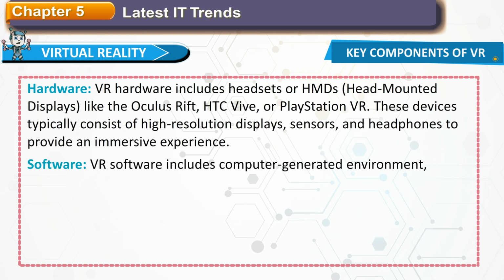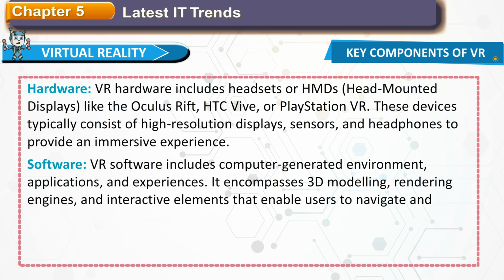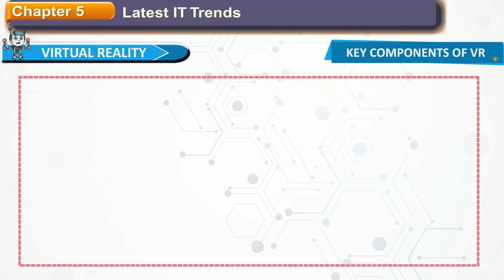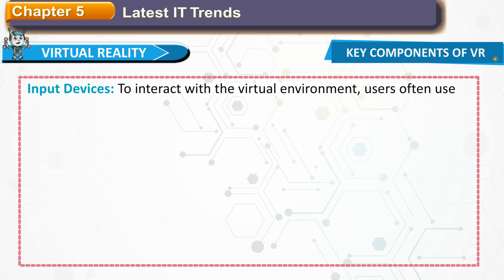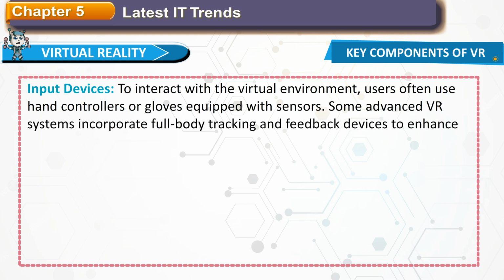Software. VR software includes computer-generated environment, applications, and experiences. It encompasses 3D modeling, rendering engines, and interactive elements that enable users to navigate and interact with the virtual world. Input devices. To interact with the virtual environment, users often use hand controllers or gloves equipped with sensors. Some advanced VR systems incorporate full-body tracking and feedback devices to enhance immersion.